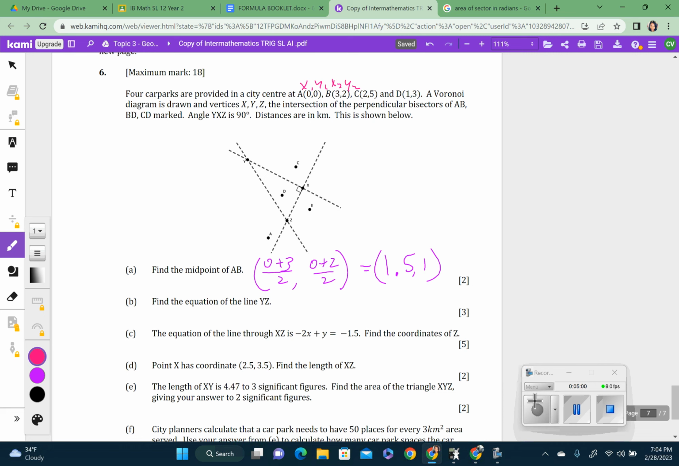And you get 1.5 comma 1. Everybody that tried this got this right. All right, so let's talk about how they got line YZ. So YZ is right here, this line right here. So how did they get it?